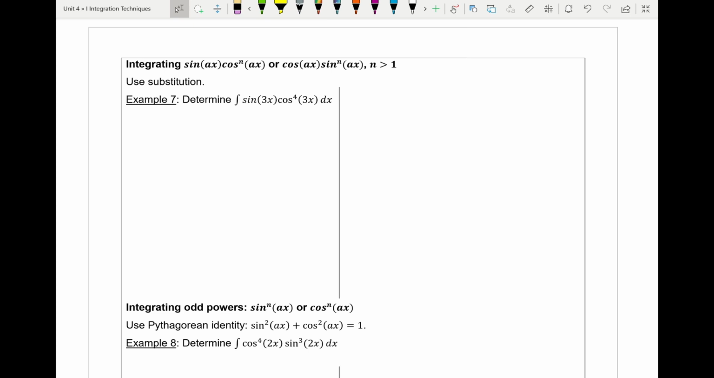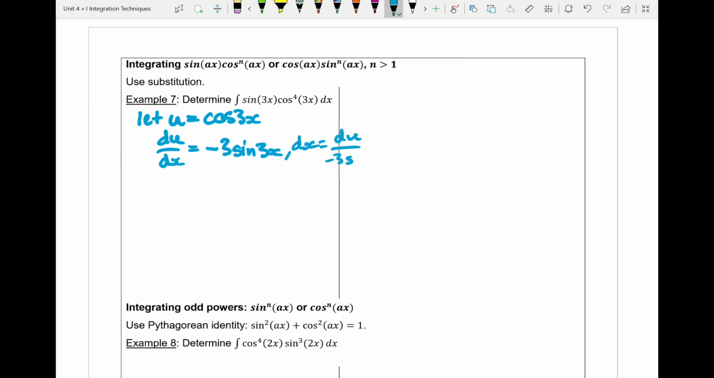So for this, actually, I don't want to jump straight into my integral. I actually want to define my variable. So let u equal cosine of 3x. Then your derivative is equal to negative 3 sine of 3x. So if we make dx the subject, dx is going to be equal to du on negative 3 sine of 3x. And so we can see there this 3x is going to cancel with that 3x when we do our variable transformation.